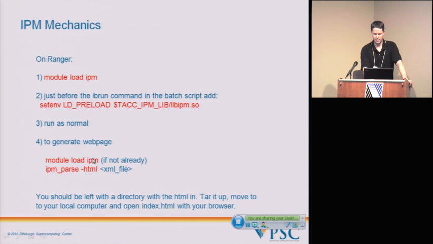you'll be left with a directory, with some files that IPM creates. You want to load that command, and then you do ipm_parse, and you can create an HTML file which has a summary of the performance of your code. So you don't need access to the source code, as I mentioned before. You can look at this overall performance just with your binary. You don't have to recompile. You don't have to do any of that.